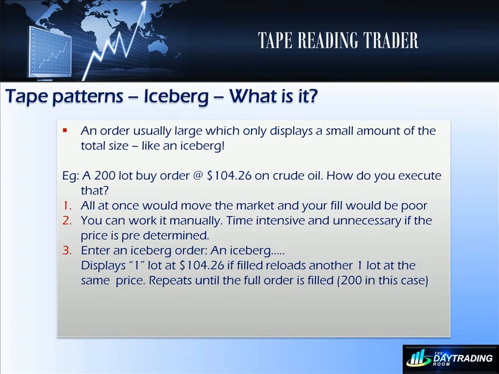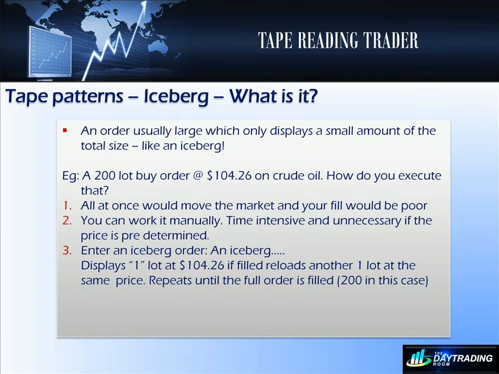Now, a standard iceberg, what you would do is you would set it 200 is the amount of lots I want to buy, and I only want to display one lot at a time. So what happens is your iceberg will sit there at 104.26 on crude oil. If a seller comes to you and takes that one lot, automatically another one lot will enter and put itself on that price where you just were. So imagine it's been filled, comes back on, one lot. Filled again, comes back on, and it repeats that process until the full order is filled.